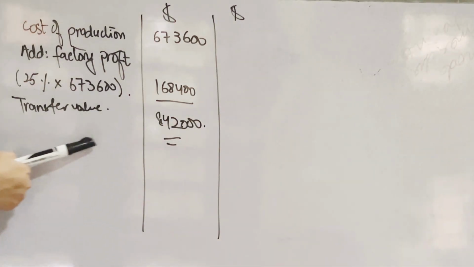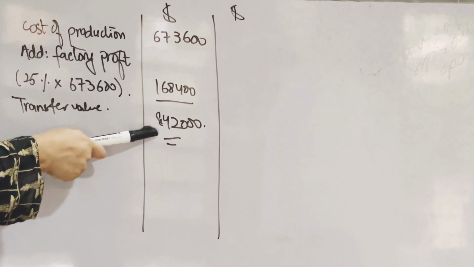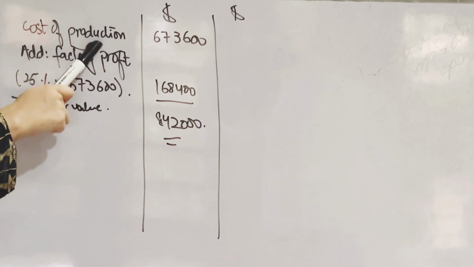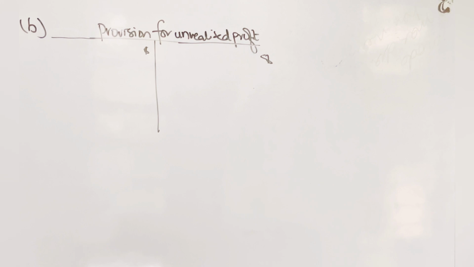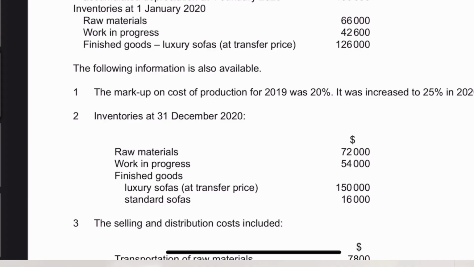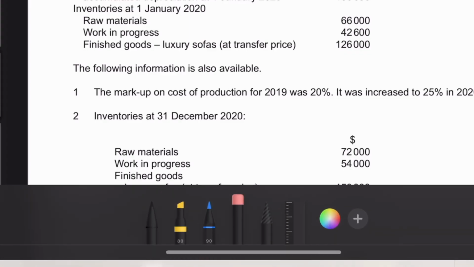If this amount is given, you will be applying margin on it. If cost of production is given, you will be applying markup on it. So this is the main difference that you need to follow. Now after the manufacturing account, we are required to prepare the provision for unrealized profit account. For transfer value we use margin, and for cost of production we use markup. According to the information given, they have given opening and closing inventory at transfer price.